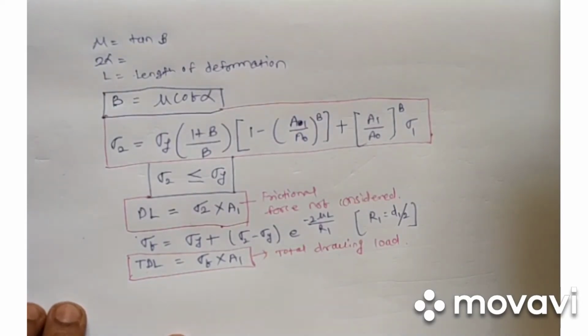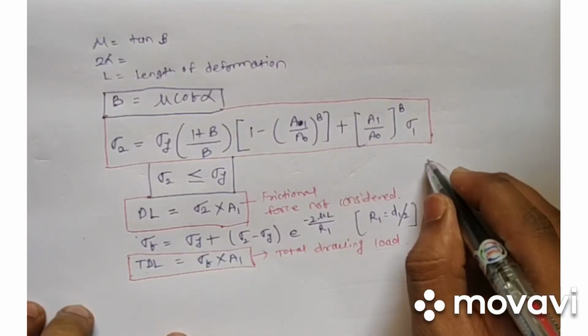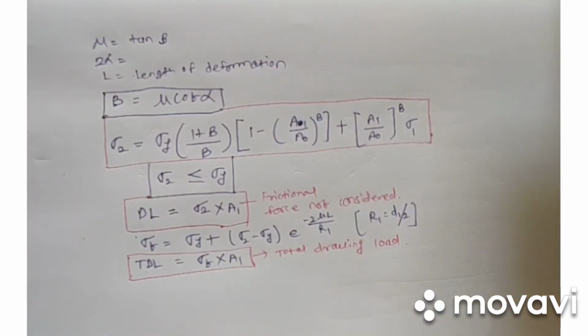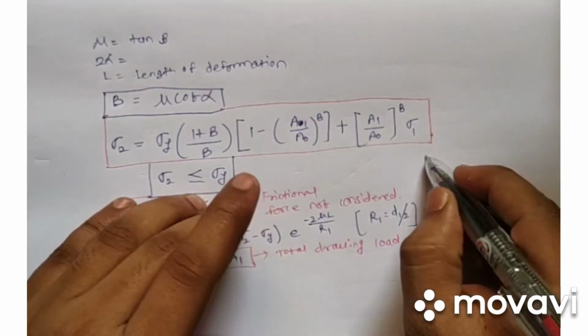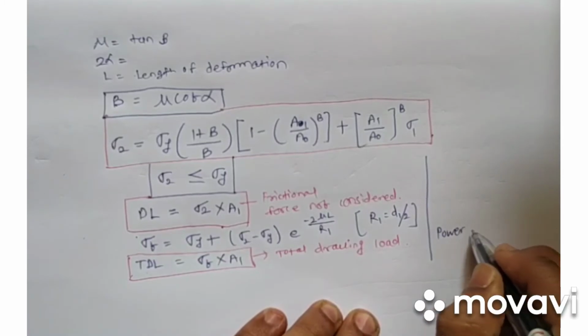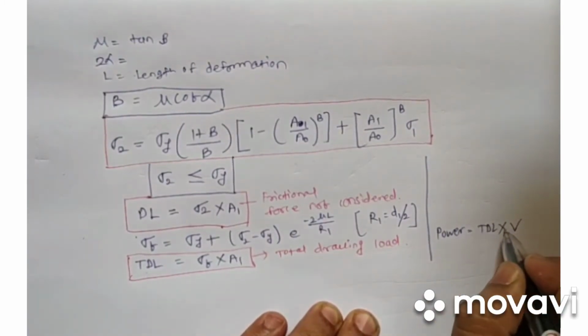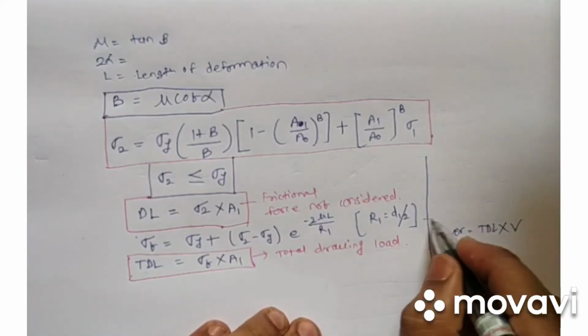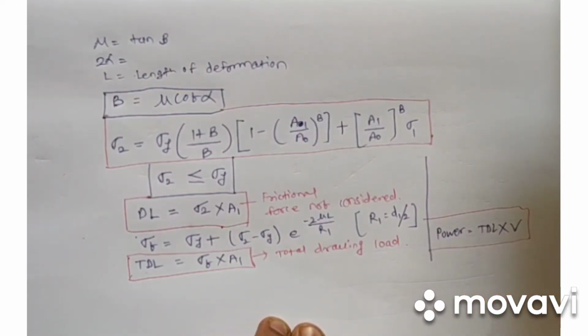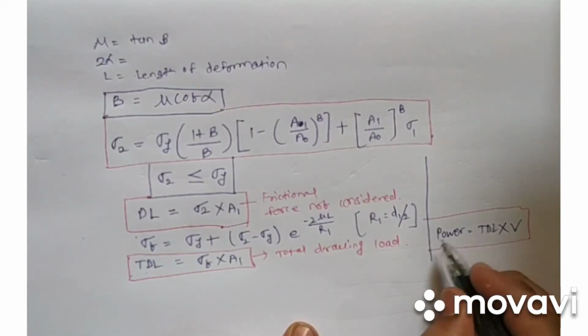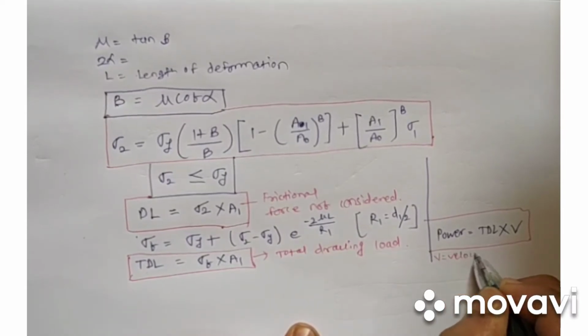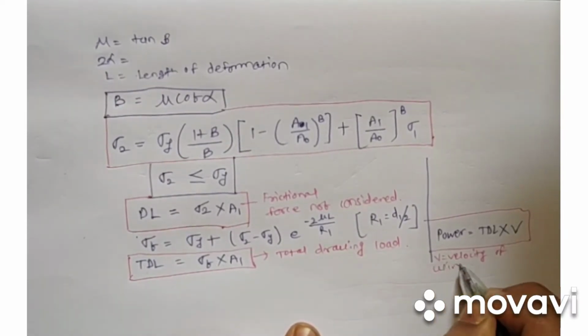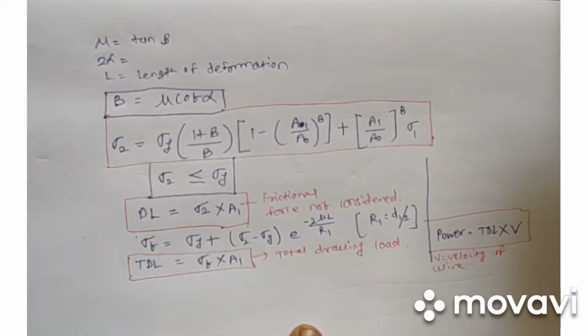Now power we all know: here it is a load, so force into velocity is nothing but the power. So with how much velocity we are drawing that wire is required, and from that we can easily calculate the power required for this process. That is nothing but your total drawing load into the velocity of drawing. That is again simple physics. We all know that force into velocity is power, so this v is the velocity of the wire with which we are drawing it.